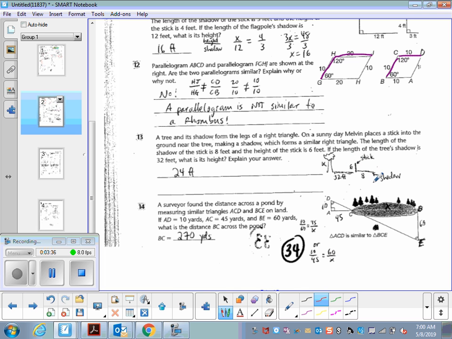So what we can see is that there is a scale factor here. 8 times 4 would be 32. So 6 times 4 is how I'm getting the height of the tree at 24 feet.